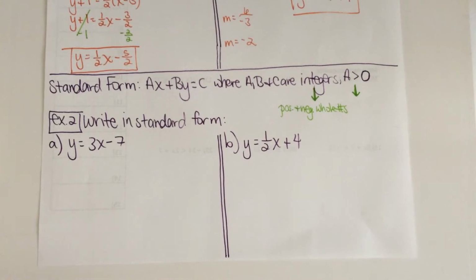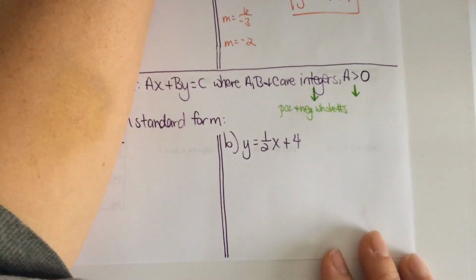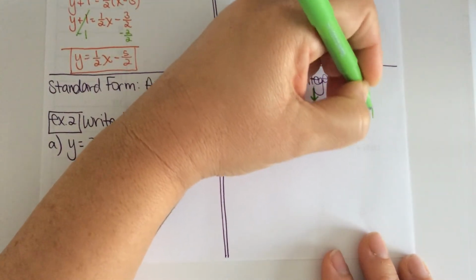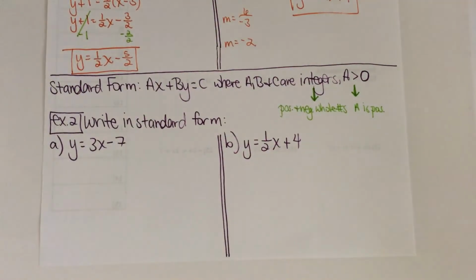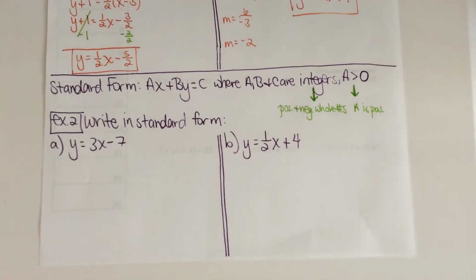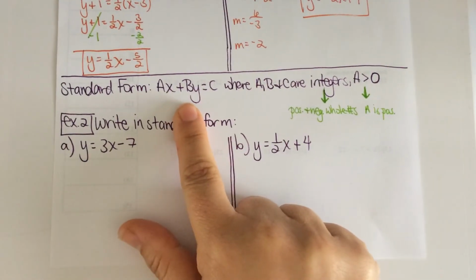Okay, and then what does it mean for A to be greater than 0? It means that A is positive. Greater than 0 means positive. Think about a number line. So the first one's pretty easy. Standard form, I want to get the x and the y on the same side.